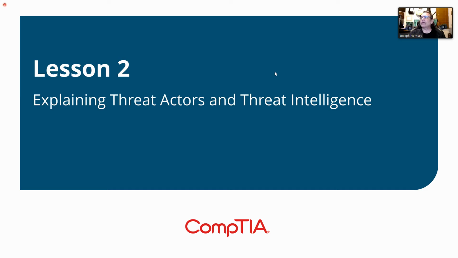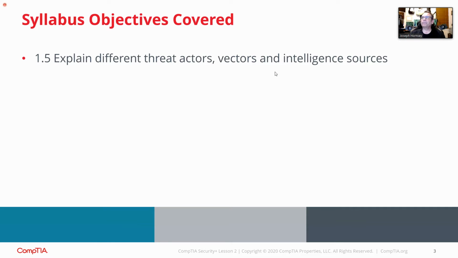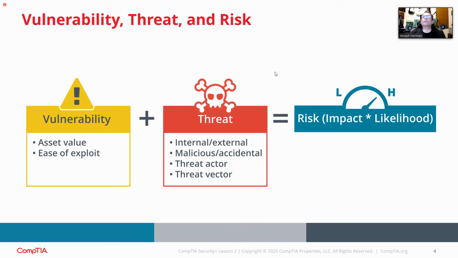We're going to look at threat actors and what they are, and we're going to look at attack vectors and threat vectors and talk about what that is as well. And then we're going to look at threat intelligence and the different sources that we have for threat intelligence. So that's what we're looking at here, starting off with threat actor types and attack vectors.